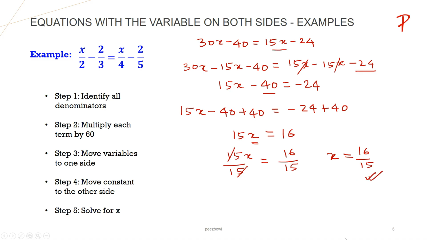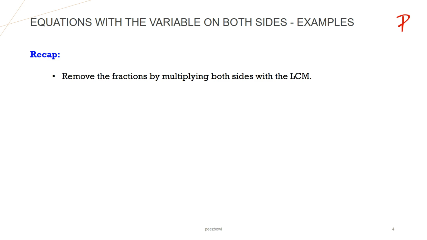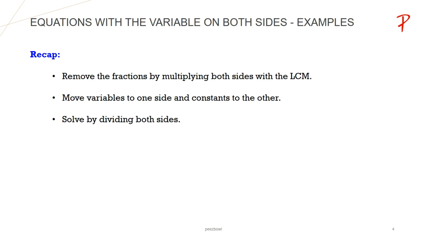Okay, let us quickly recap. First, we removed the fractions by multiplying both sides with the LCM. Then we moved variables to one side and constants to the other side. And finally, we solved by dividing both sides. And in this case, we found the solution, that is x equal to 16/15.